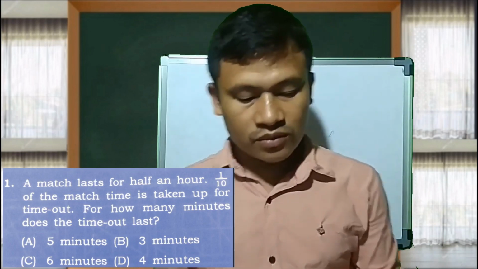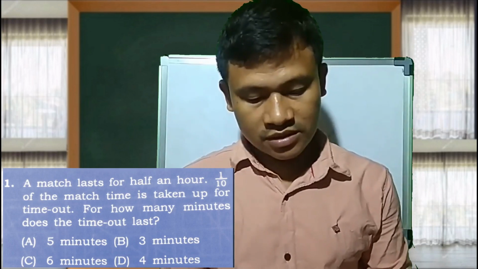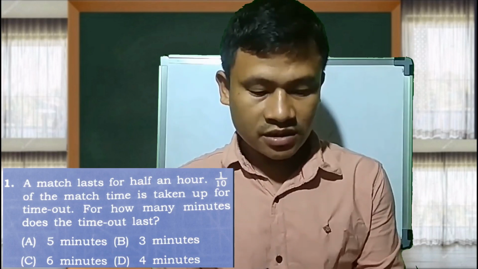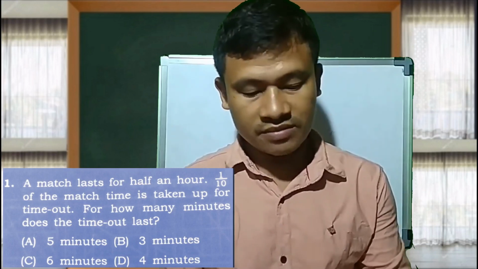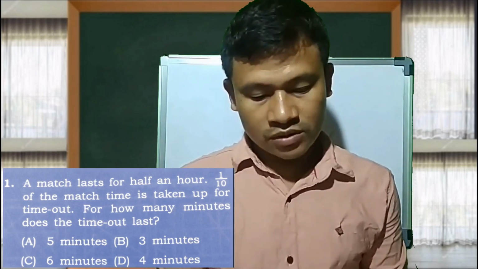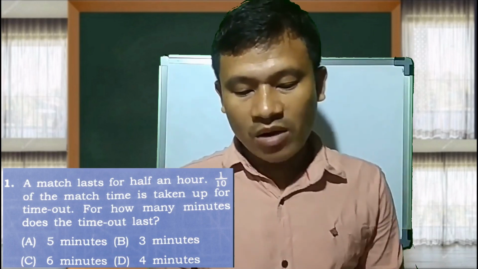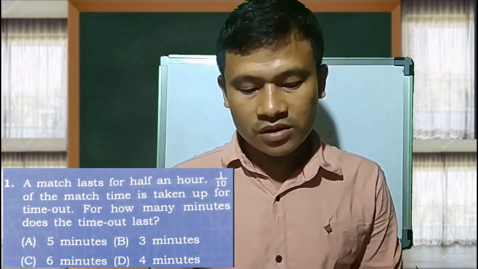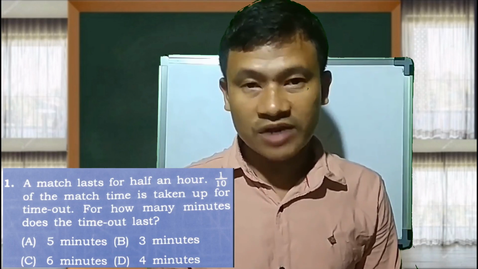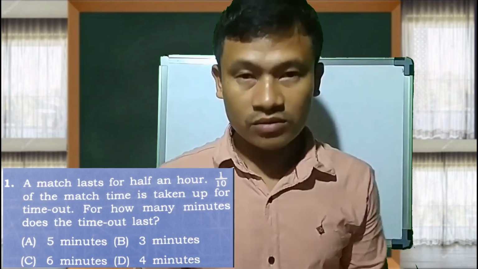So here we have to find out the timeout. A match was played for half an hour. Half an hour means 30 minutes. And timeout is given for 1/10 of the match time. So we need to find the timeout.